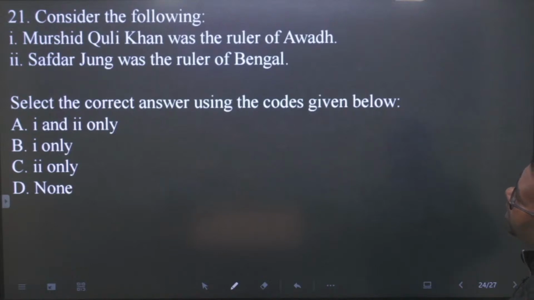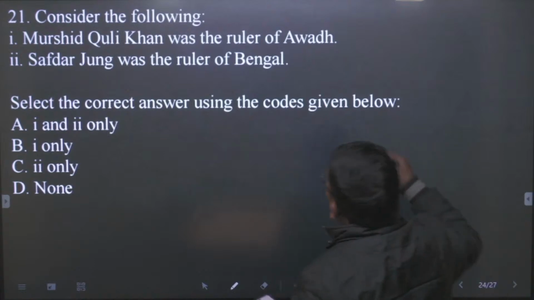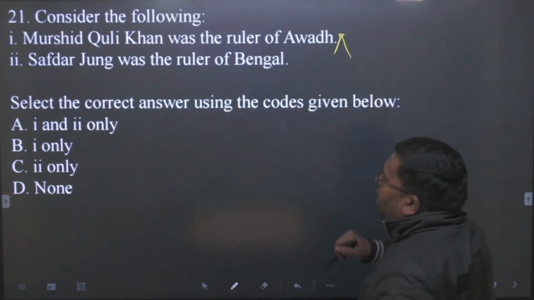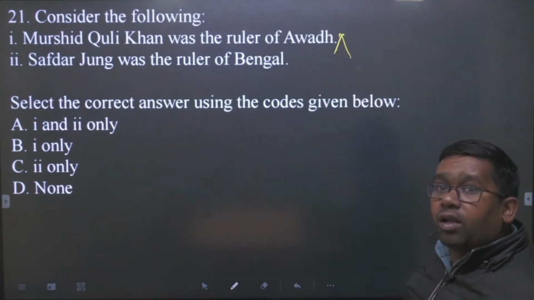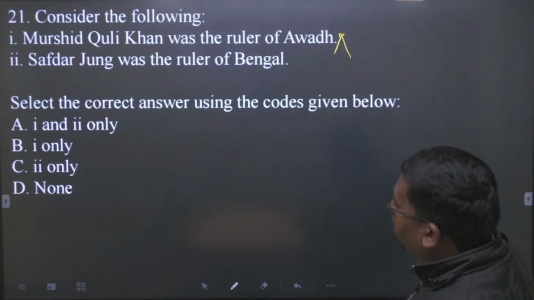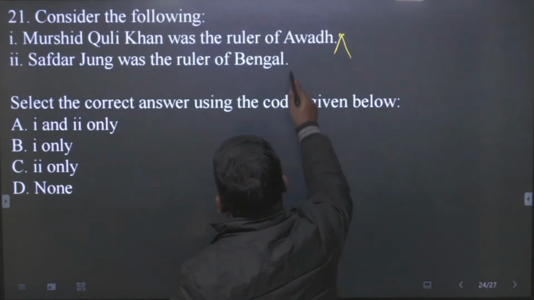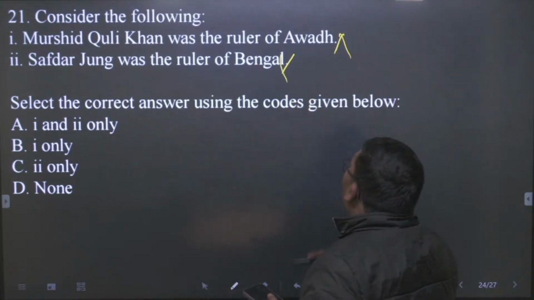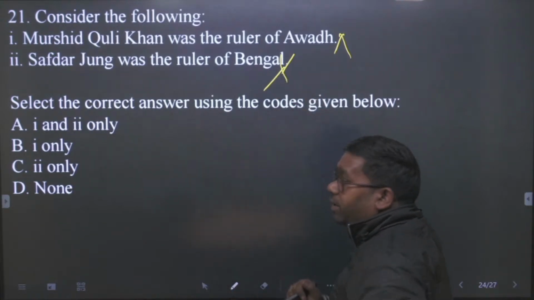Then consider the following statements. Murshid Quli Khan was the ruler of Awadh. False. Murshid Quli Khan was the founder of Bengal. So here it should have been Bengal. False. Safdarjung was the ruler of Bengal. False. Safdarjung was the ruler of Awadh.